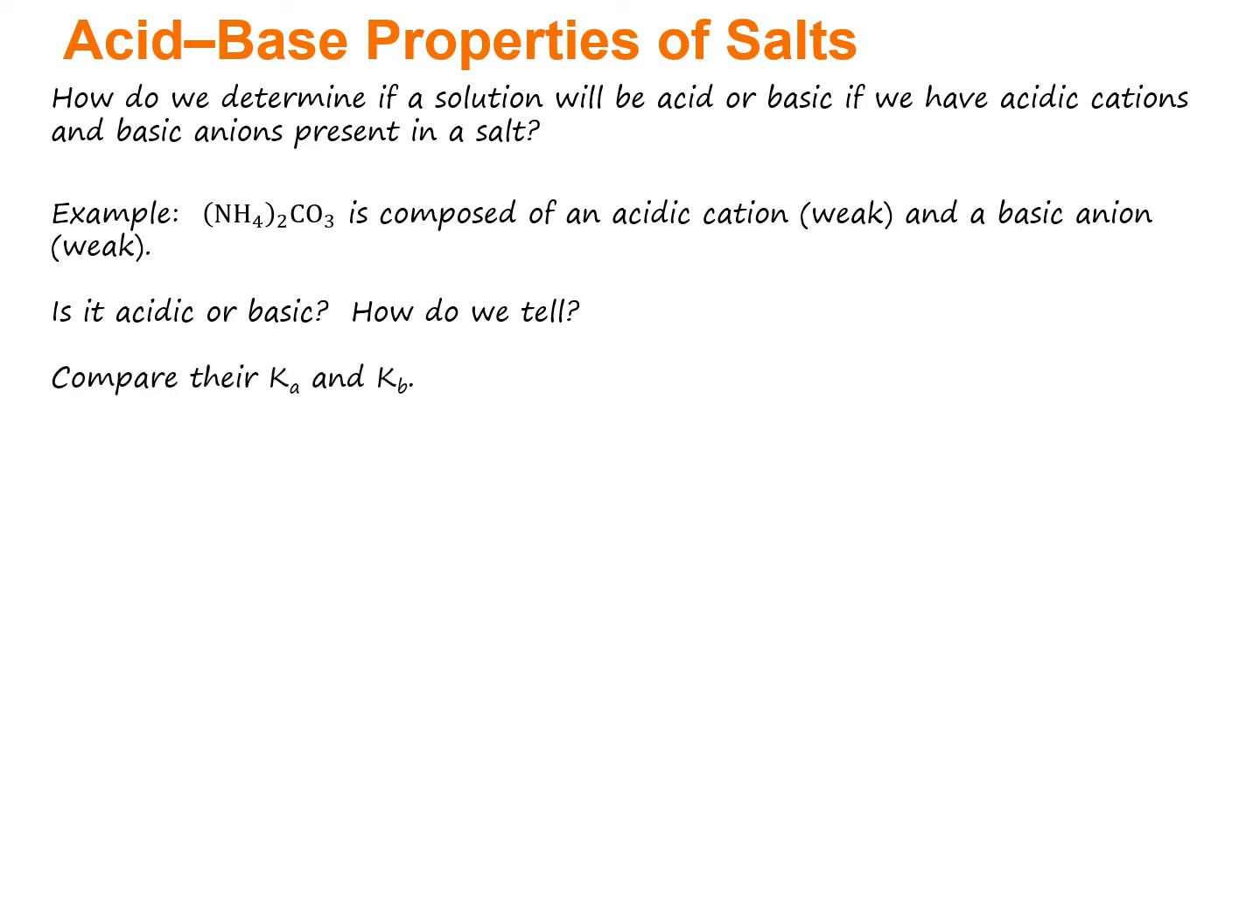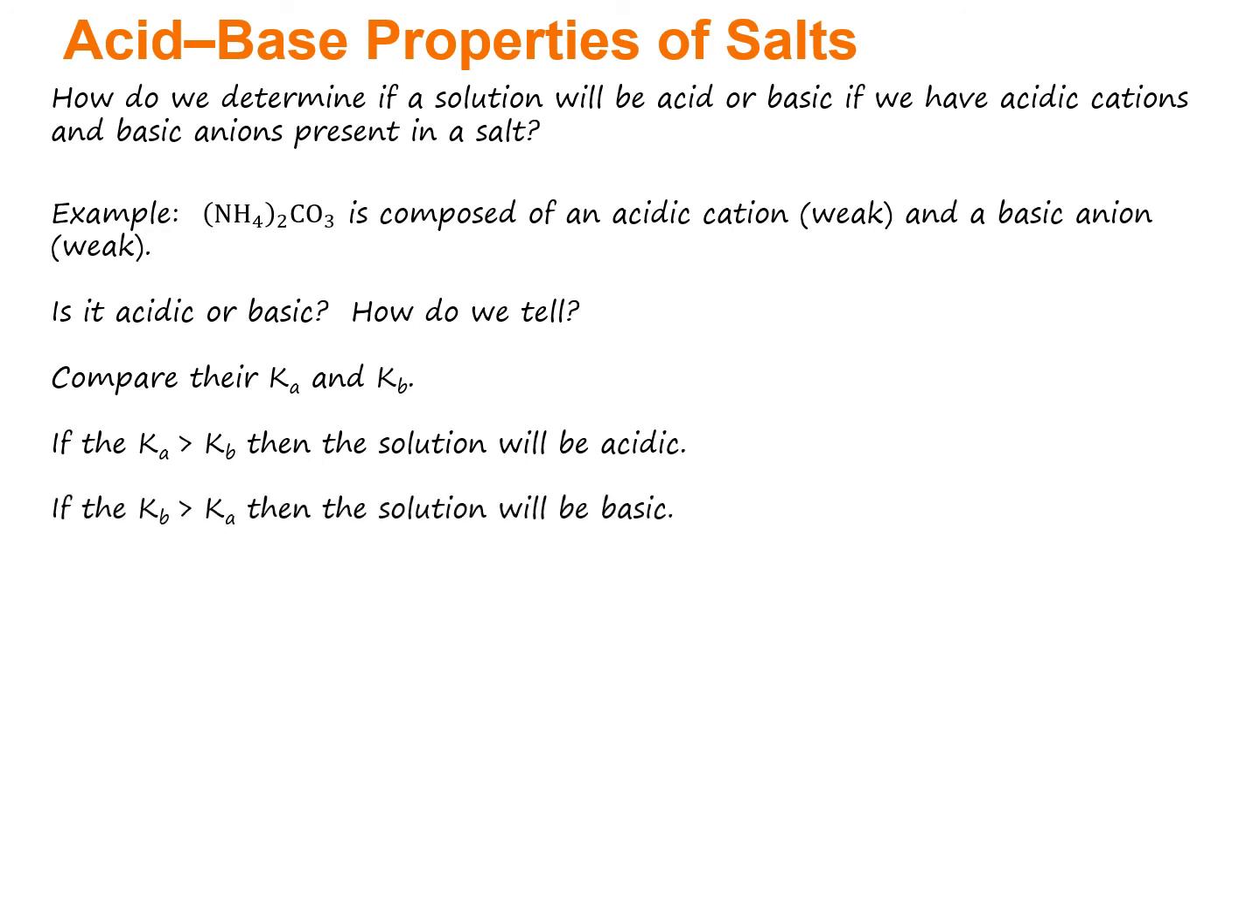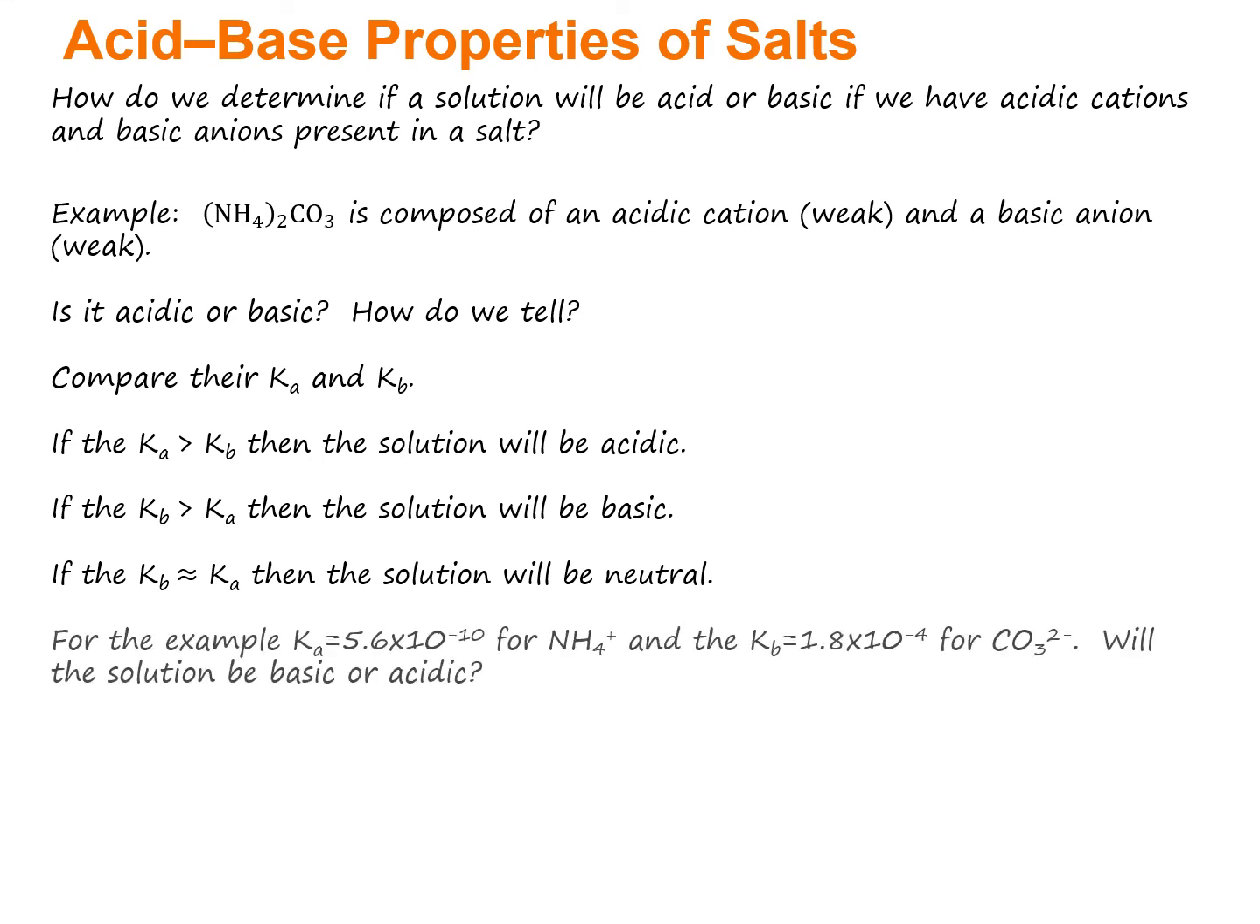So the way that we're going to do that is we're going to compare their Ka and their Kb values. If the Ka value for the acid is stronger than the Kb value for the base, then the solution is going to yield an acidic solution. If the Kb, however, is stronger than the Ka or larger than the Ka, then we expect the solution to be basic. And if those two are the same, then we expect the solution to be approximately neutral.